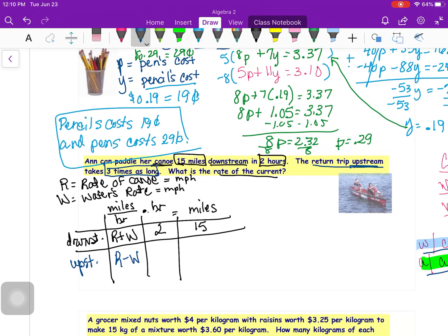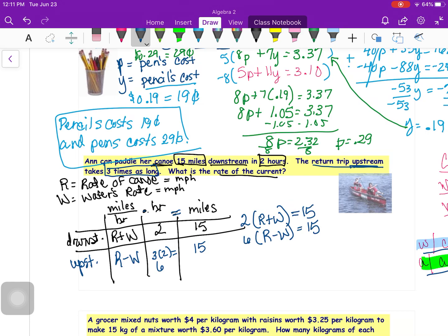It took her 3 times as long. So if downstream was 2 hours, this is 3 times 2, or 6 hours. And if she went back the full way, it is still 15 miles back. Now we just follow this. Miles per hour, which is R plus W, times 2, so that whole quantity times 2, equals 15. And this one would be 6 times R minus W equals 15.